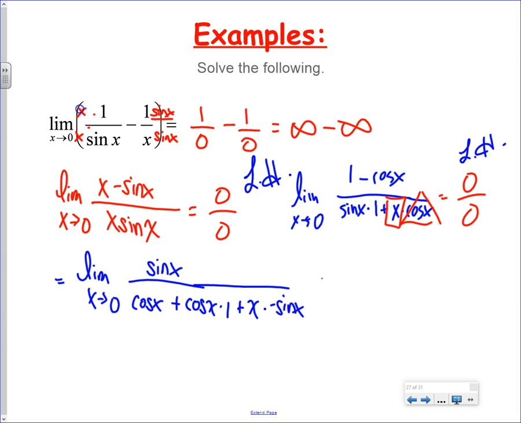Plug in 0. Don't be defeatist. See what happens. What's cosine of 0? 1. What's 0 times anything? 0. Final answer. Don't you dare do L'Hopital's again. You're done.